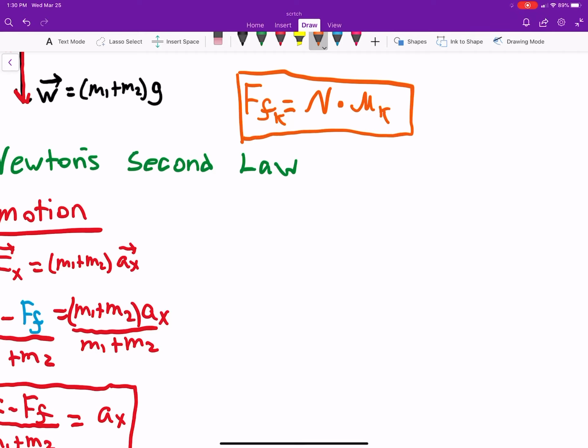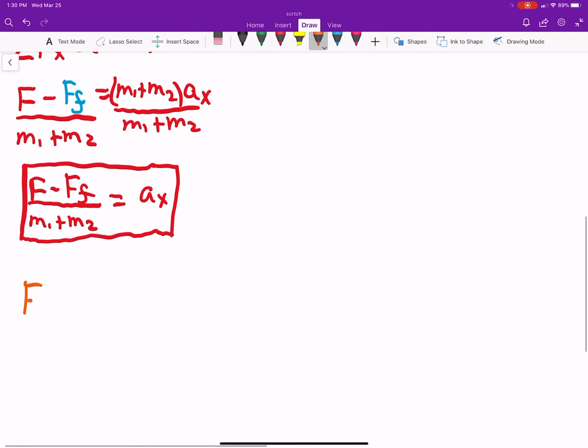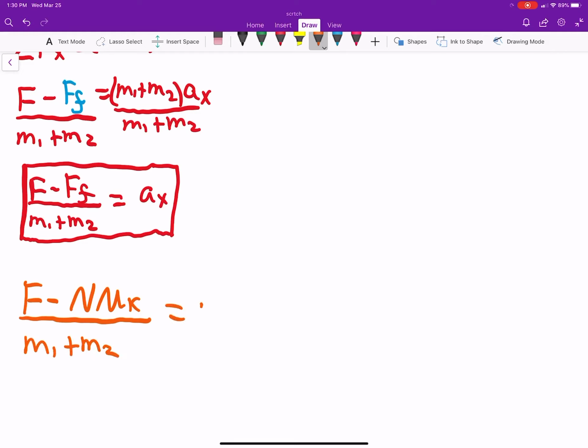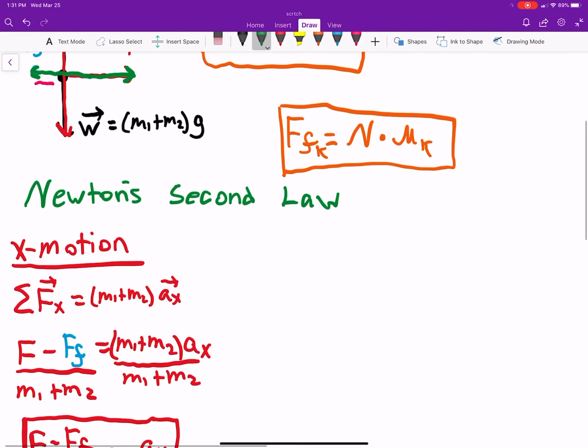In our last video, that was one of the equations I gave you. So we can substitute this with our force minus our normal force times our coefficient of friction, over m1 plus m2, equals our acceleration. So we know this, we know our coefficient, we know both masses. What we don't know is the normal. But we know normal's happening in the y direction, so it's worthwhile to do our y motion too.